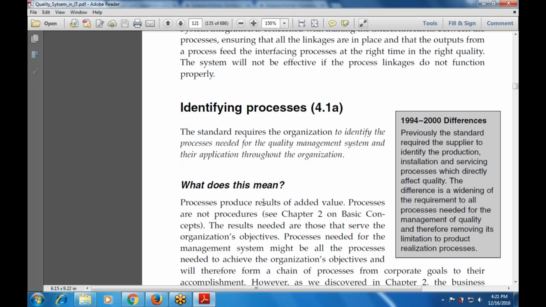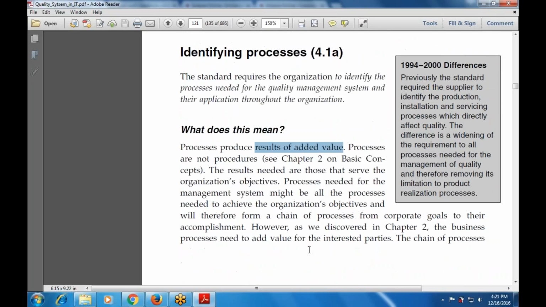What does this mean? A process produces a result of added value. It is not the procedure, but the results needed that serve the organization's objective. These are used for the management system, and might be all the processes needed to achieve the organization's objective, and will therefore form a chain of processes from corporate goal to accomplishment. That is one part of identifying the processes.